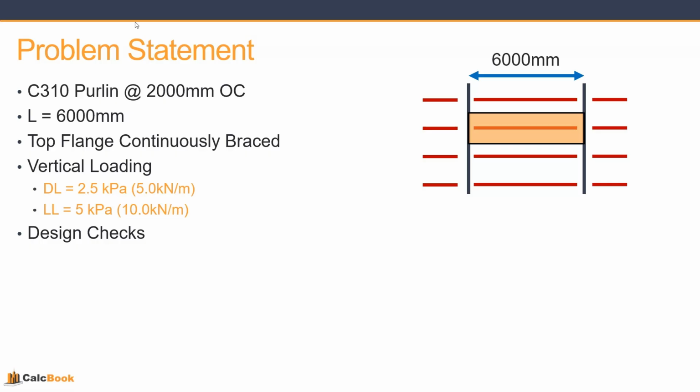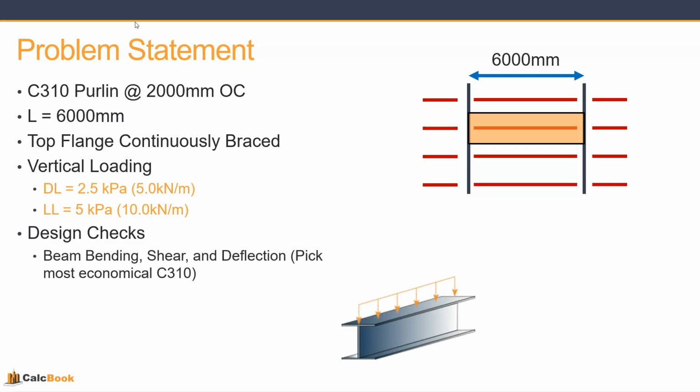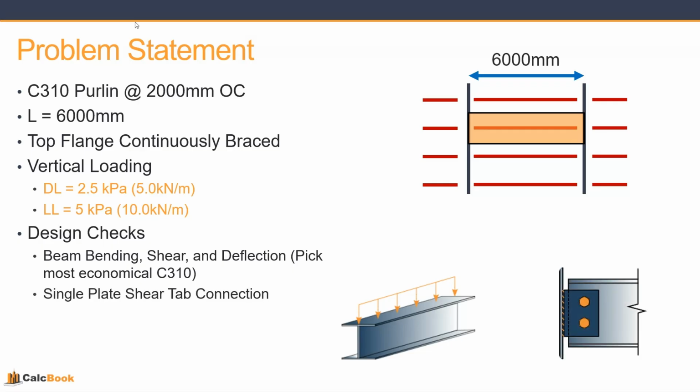So our design checks for this system, we are going to be looking at the beam bending, shear, and deflection, and then based on that, we'll pick the most economical shape for our C310. And then we'll also be doing a single plate shear tab connection with the end reaction loads from our purlin. So let's go ahead and open up CalcBook and we'll get started on the design.